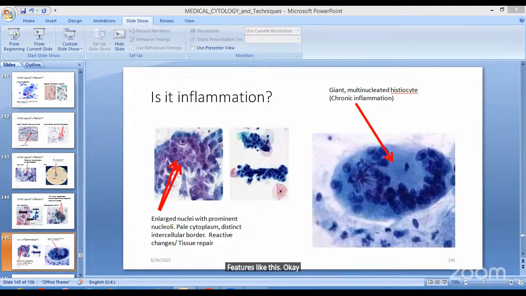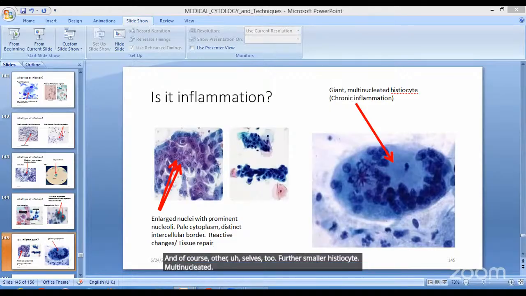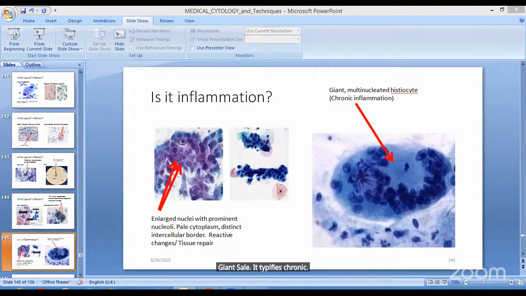Okay, they're multinucleated giant cell histiocytes. You can see the cell has ingested many foreign bodies. And of course, other cells too, fellow smaller histiocytes, multinucleated giant cell. It typifies chronic infection, chronic inflammation.